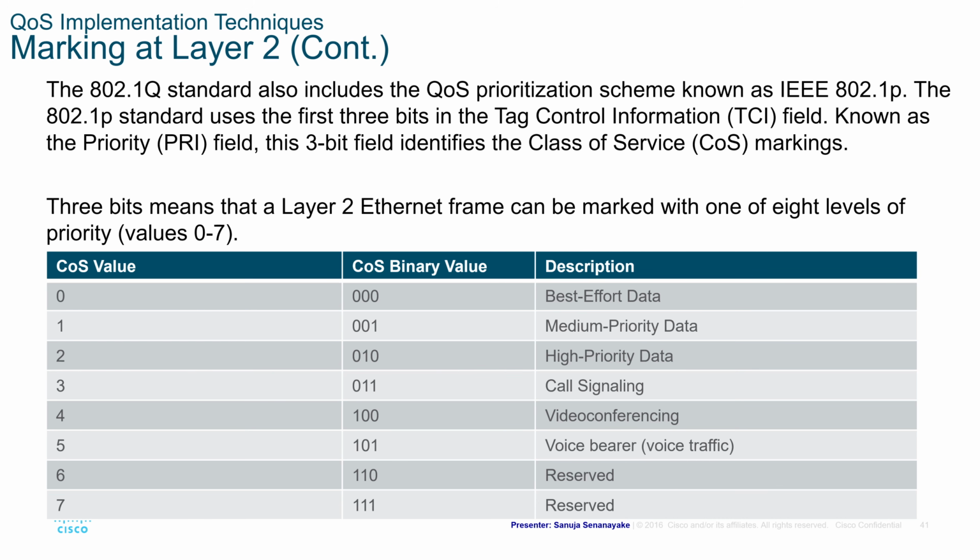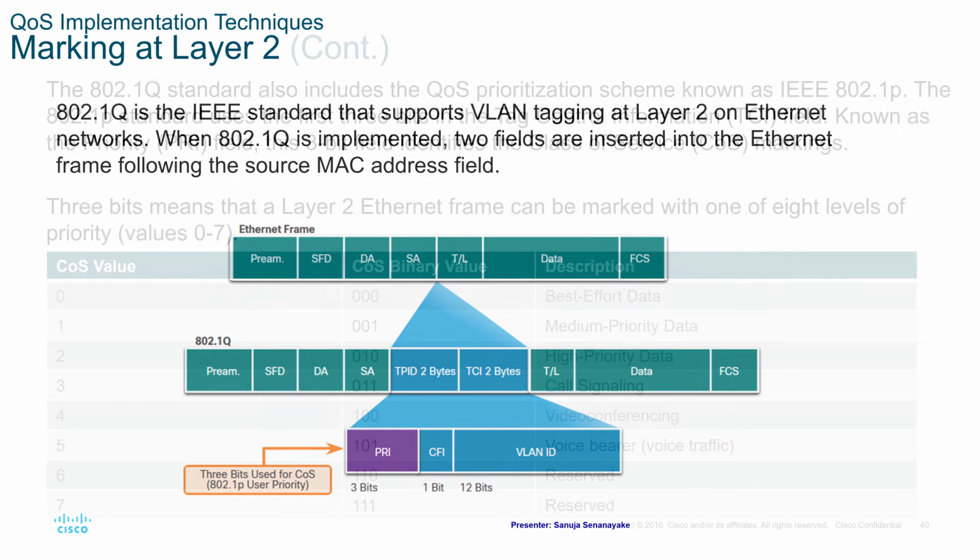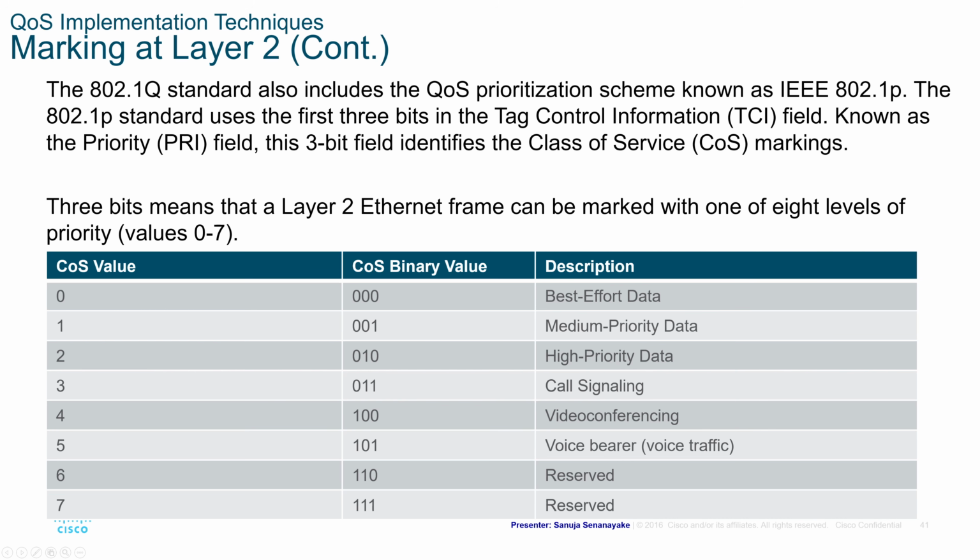So remember from the previous slide, we have that showing up here as well: TPID, TCI, those two. The TCI field on that previous slide is basically a 3-bit field that identifies the class of service marking. The 3 bits mean that a layer 2 Ethernet frame can be marked with one of 8 levels of priority, ranging from 0 to 7.